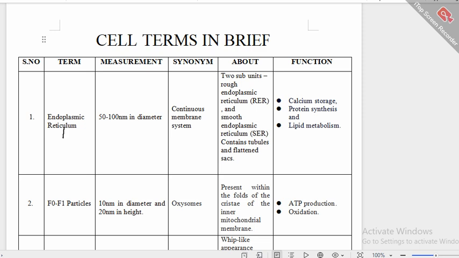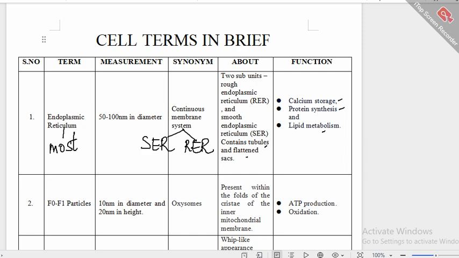It is one of the most important subcellular organelles, which are 50 to 100 nanometer in diameter. These are continuous membrane systems of two types, the smooth endoplasmic reticulum and rough endoplasmic reticulum, which contain tubules and flattened sacs. The endoplasmic reticulum helps in calcium storage, protein synthesis and lipid metabolism.